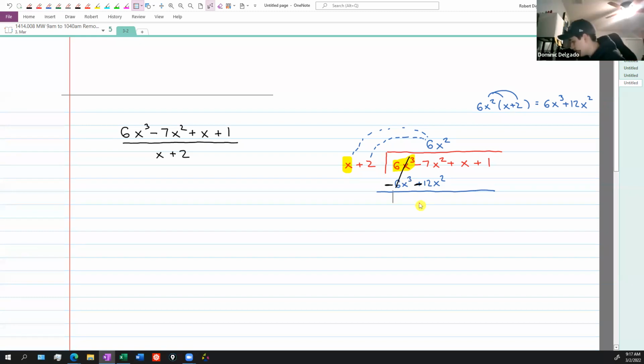It would be, would it make it a negative 19x squared? Yep, negative 19x squared. Then the plus x plus 1 drops down. Yep, plus x plus 1 drops down. Good. Okay.